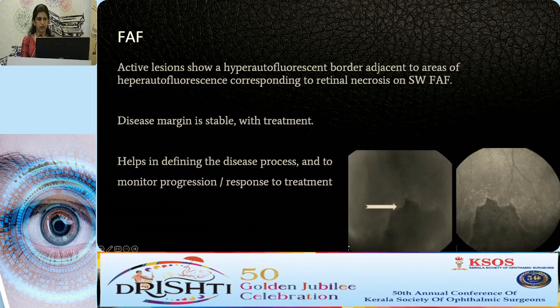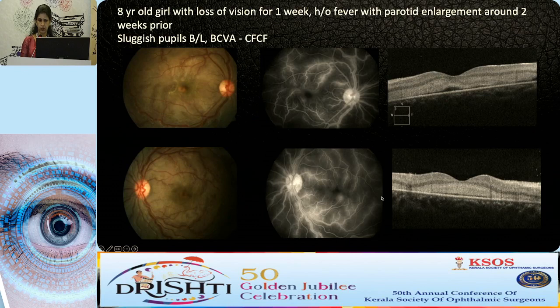Then coming to FAF in viral retinitis, the active lesions at the arrow show the active edge which is hyperfluorescent in contrast to the ischemic necrotic area, and this is an indicator of progression of the disease. If this moves posteriorly, you know that the patient is not responding to your treatment. It helps in defining the disease process and to monitor response to treatment.